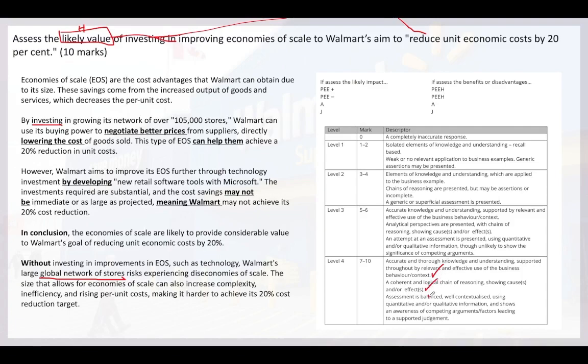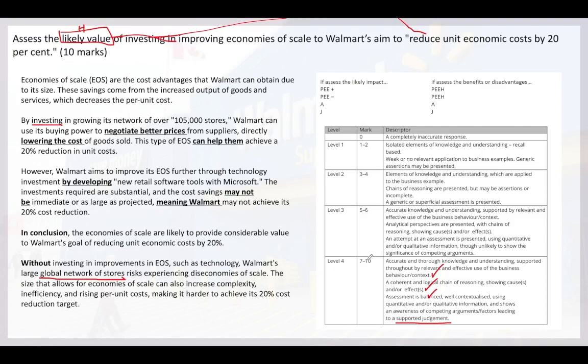Is it balanced? Well, it is definitely balanced in here. And also, we've got an answer here, and then we've considered the alternative. There's a bit more balance there. And we've used quantitative and qualitative. Yeah, we've quoted the quantitative, not really used it, but it's an important part of it. And shows an awareness of competing arguments leading to a supported judgment. And this is the bit, remember, that some students struggle with. It's supporting that judgment instead of just telling me what the judgment is and repeating a previous point. I think it achieves all of that.